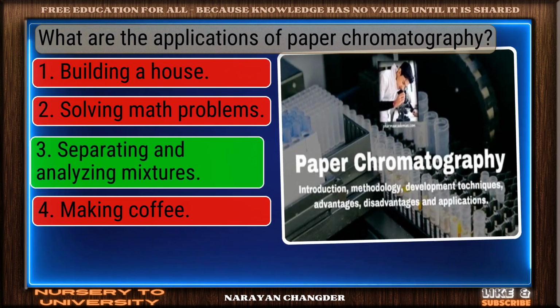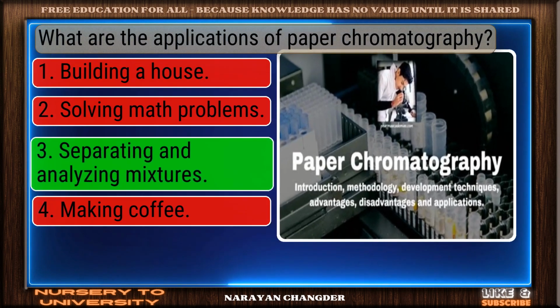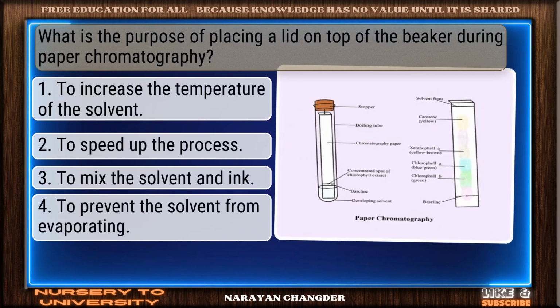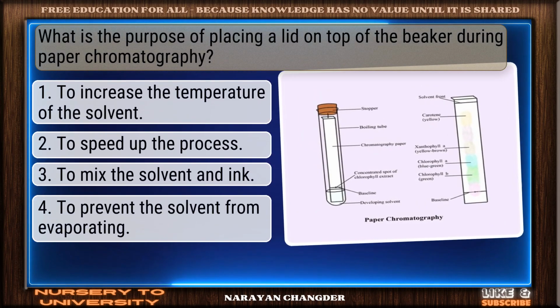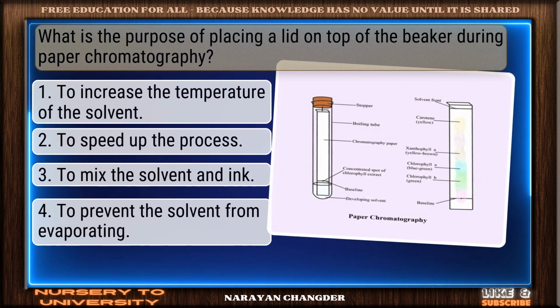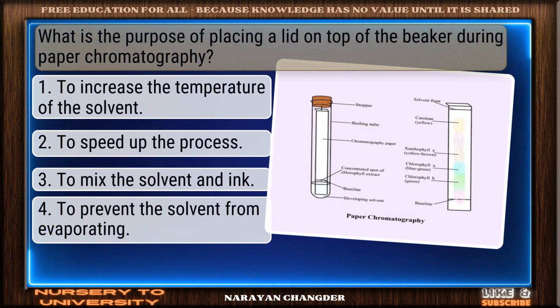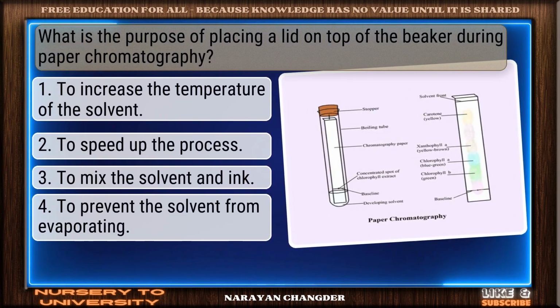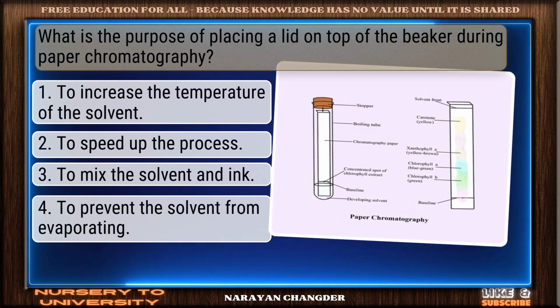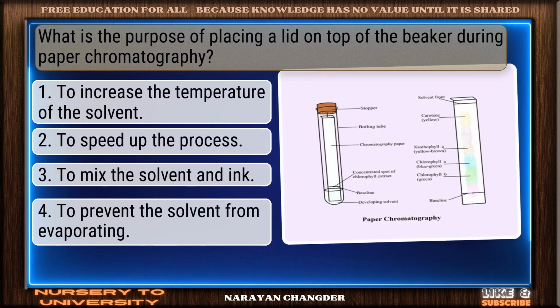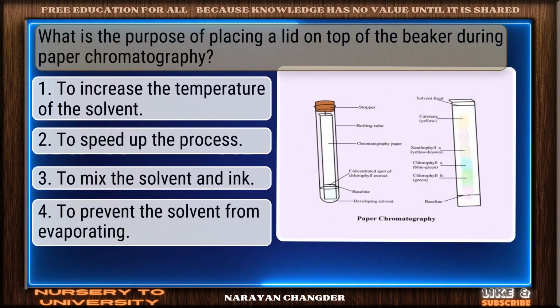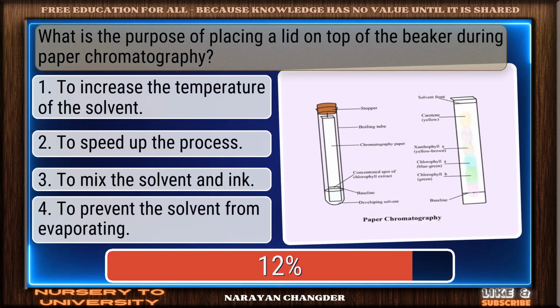Good job separating and analyzing mixtures. What is the purpose of placing a lid on top of the beaker during paper chromatography? Option 1, to increase the temperature of the solvent. Option 2, to speed up the process. Option 3, to mix the solvent and ink. Option 4, to prevent the solvent from evaporating.